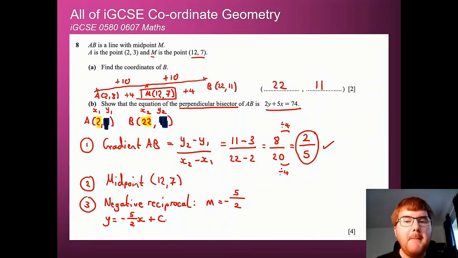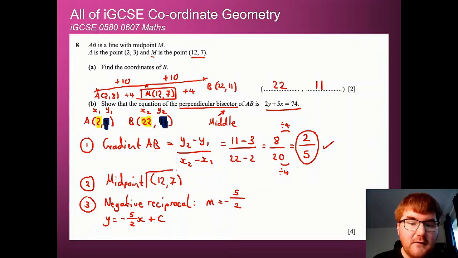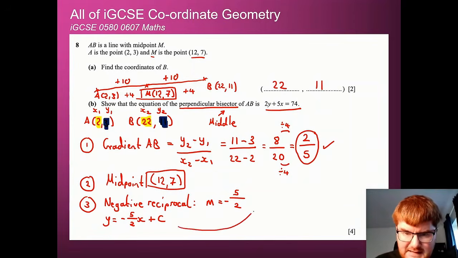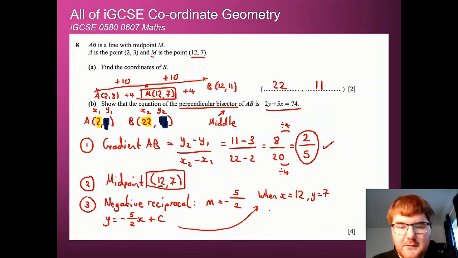Now, because we've got a bisector, it wants to go through the middle. It wants to split the line into 2 equal parts. Therefore, we know that the perpendicular bisector and the original line share this midpoint 12, 7. So we can substitute that in to work out the c. So let's do that over here. When x is equal to 12, because that's the x part here, then y is equal to 7. We pop that in, so we get 7. I'm just copying this equation. Wherever I see a y, I put a 7, and wherever I see an x, I'm going to put a 12.